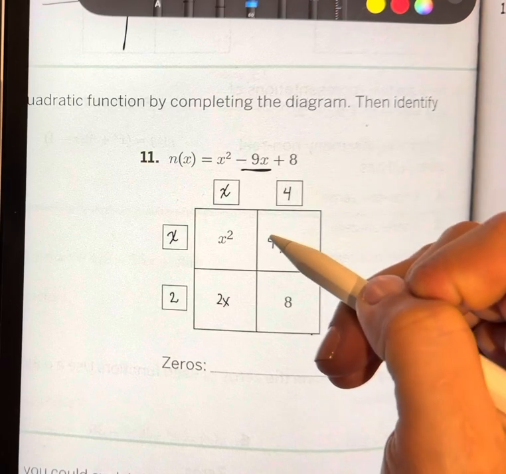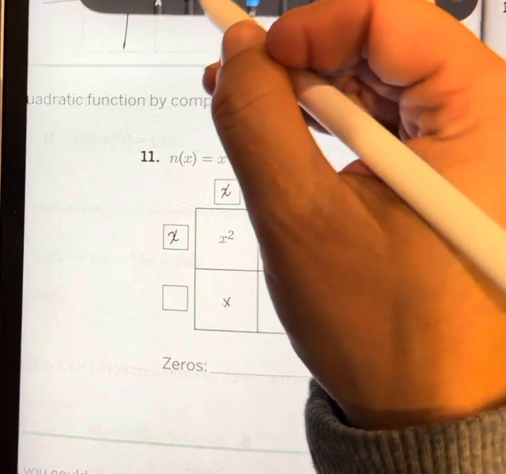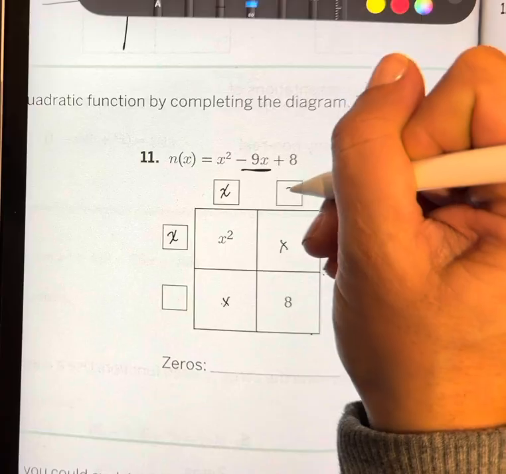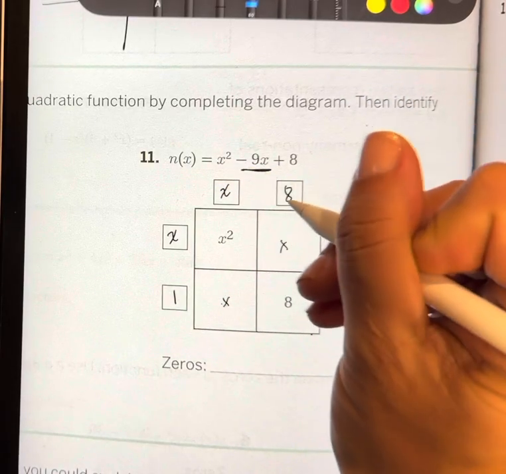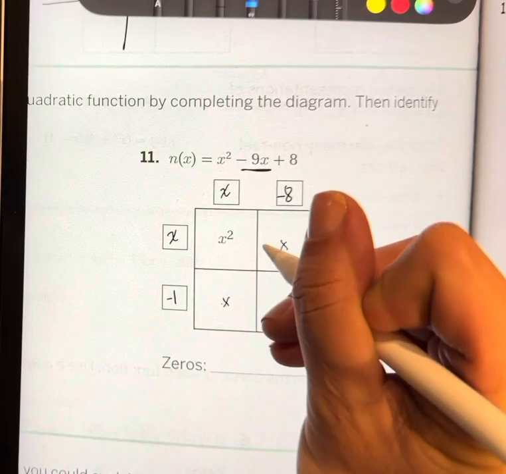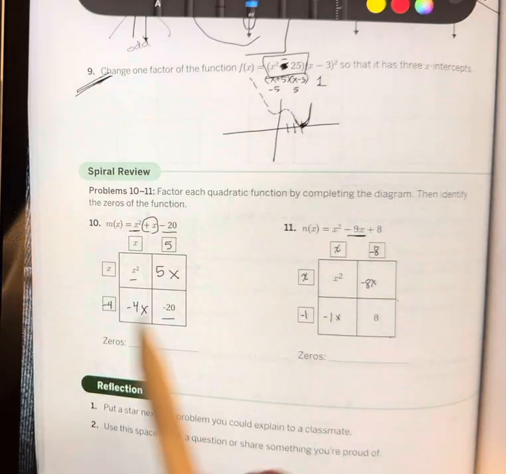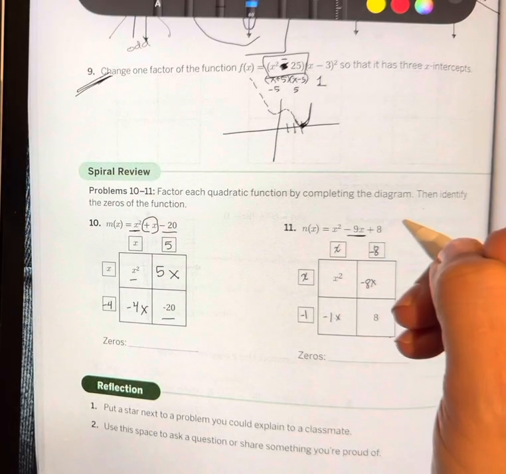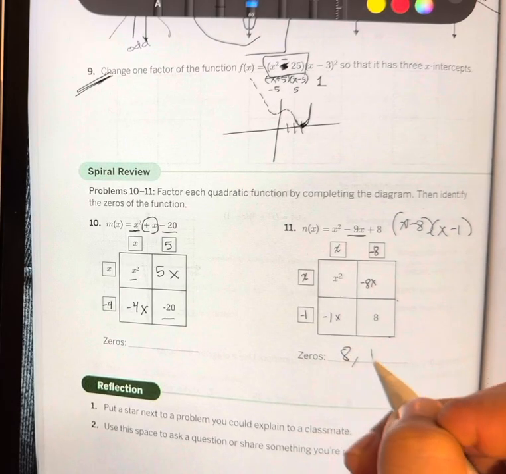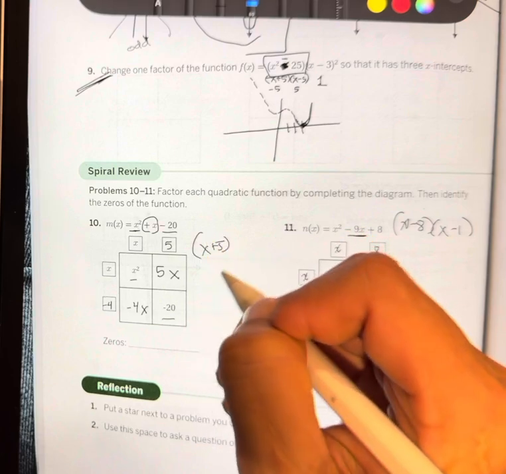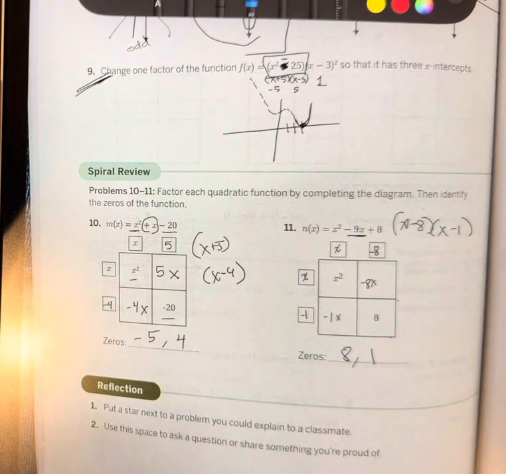So now that I made that mistake, it's easy for me to tell a couple of things. One, that 2 and 4 aren't going to work. I need 8 and 1. And two, the 2 positive numbers didn't make a negative, so I also need these guys negative. Okay. We were supposed to go further and find the zeros here. So if x minus 8 is a factor and x minus 1 is a factor, then the zeros are 8 and 1. If x plus 5 is a factor and x minus 4 is a factor, the zeros are negative 5 and 4. Okay, there you have it.